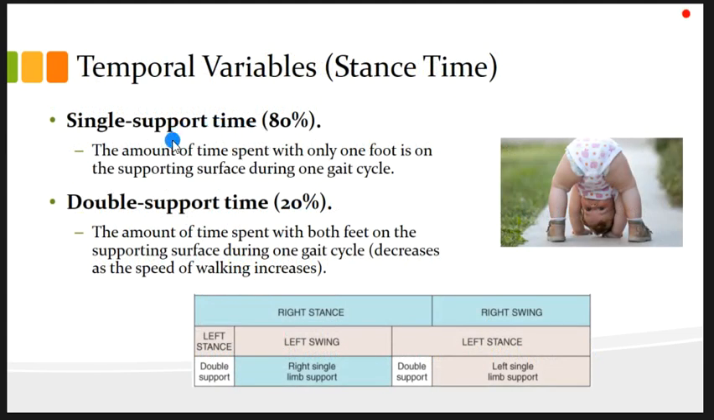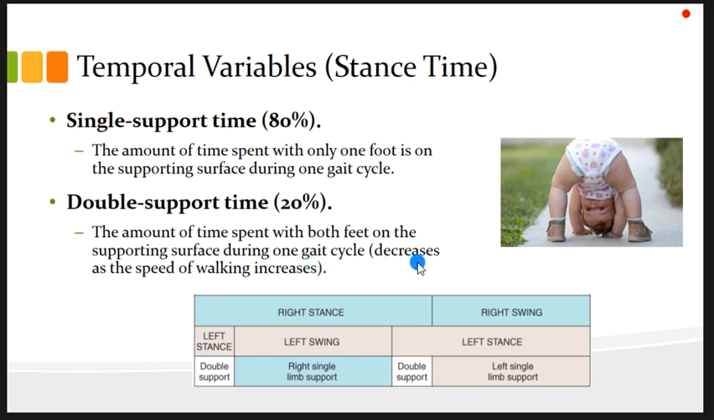In terms of support time, this is another percentage to know and to be aware of. In terms of stance, we're looking at single support time, which is 80% of the time, compared to double support time, which is 20% of the time. So double support, double, 2 legs. How much time is spent with both feet on the ground during one gait cycle?